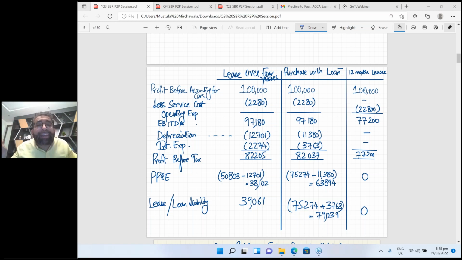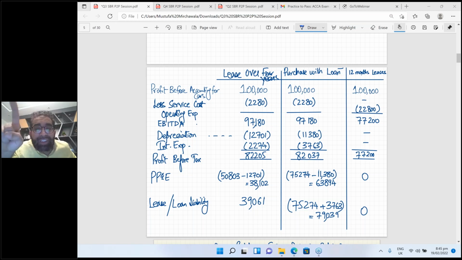we haven't deducted depreciation, interest or tax yet. We have not deducted interest, depreciation and tax. So this profit 97180 is EBITDA. Use your brain and think over it in a calm way. Relax.